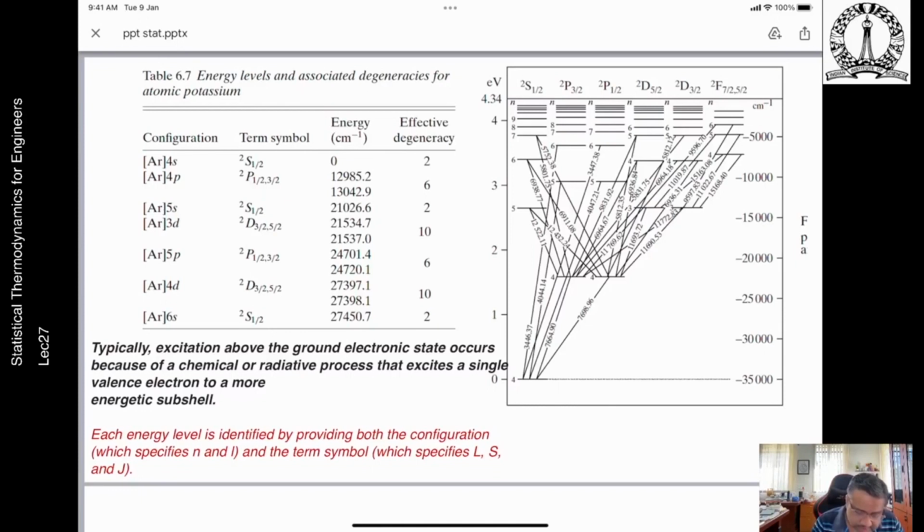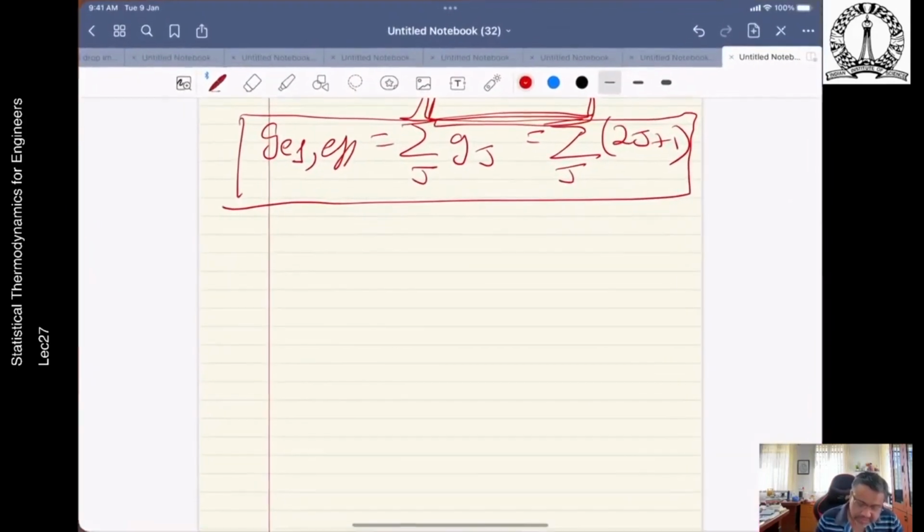Let's look at the second one, which has J values half and 3/2. Remember, we are summing over all J. So for J equal to half it is once again 2, and for the other J value, 2 into 3/2 is 3 plus 1, which is 4. So 2 plus 4 gives you 6. This is how you can calculate the effective degeneracies among multiple levels.